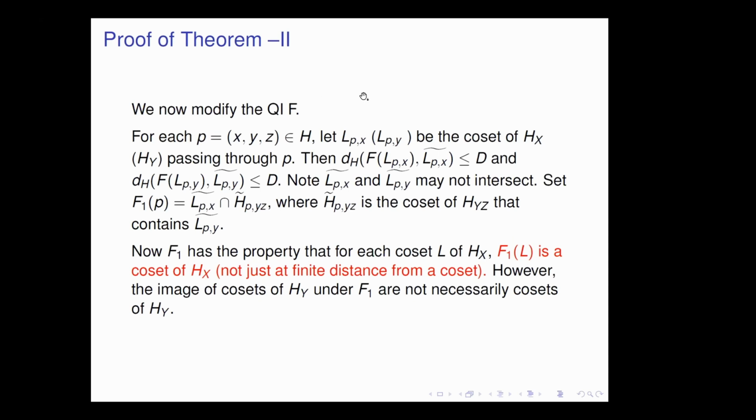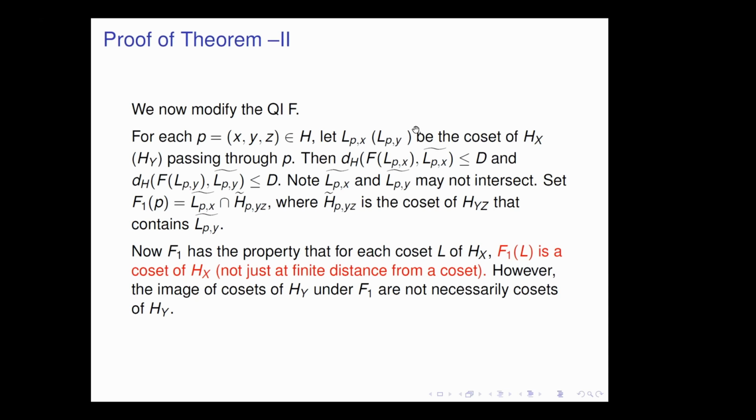Now, we're going to modify the quasi-isometry F. For each point P in the Heisenberg group, we let LPX be the coset of the x-axis that passes through the point P. And similarly, LPY is the coset of the y-axis that passes through the point P. By our assumption, the image of LPX under F is at Hausdorff distance at most d from a coset of the x-axis, which we denote by LPX tilde. And similarly for the image of LPY.